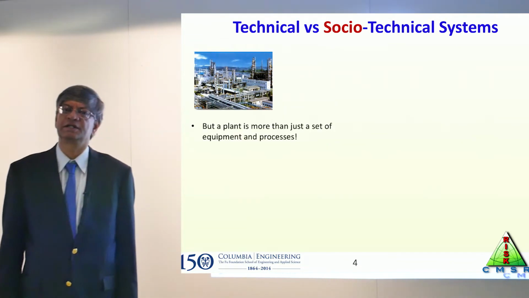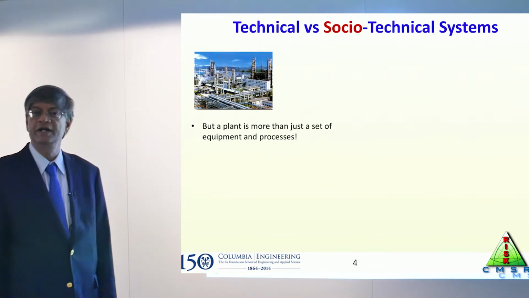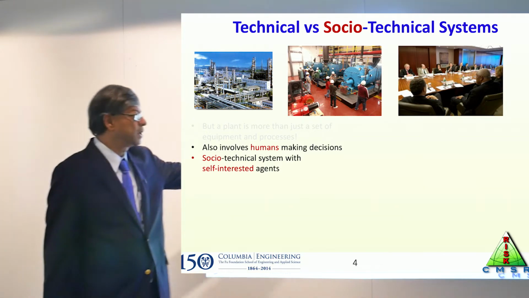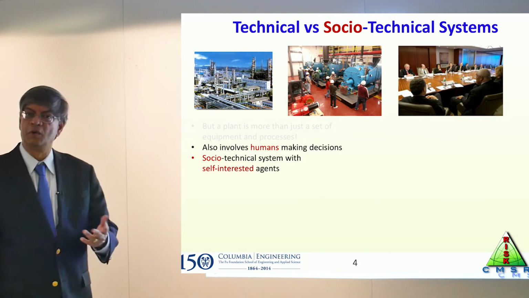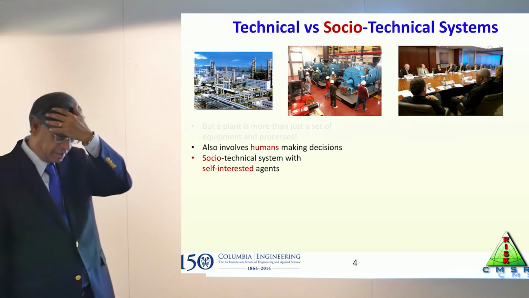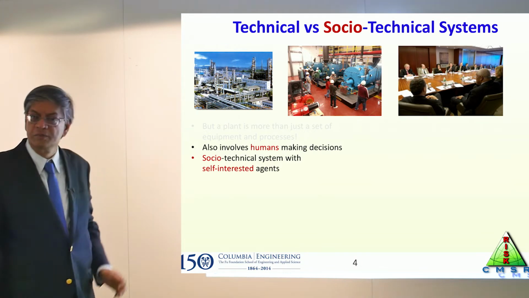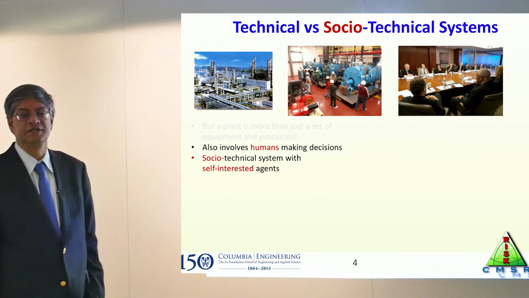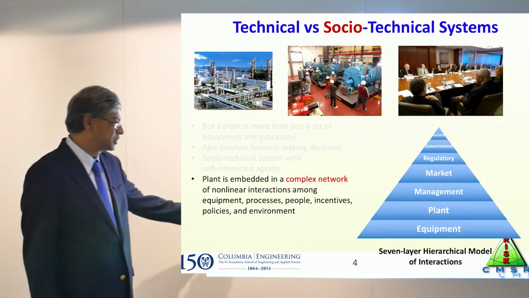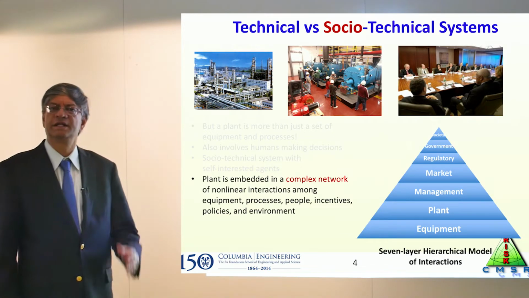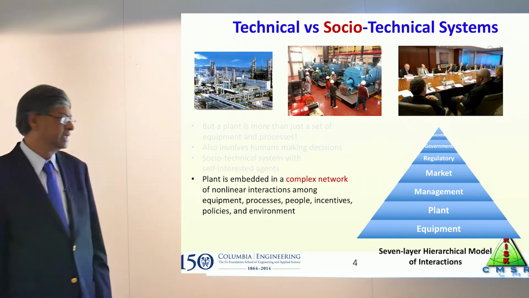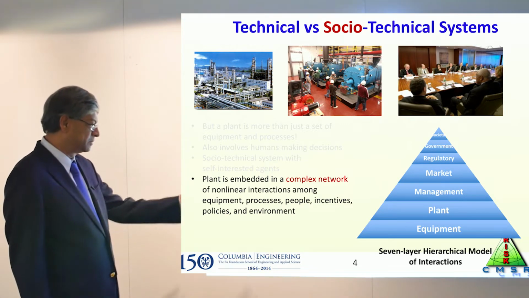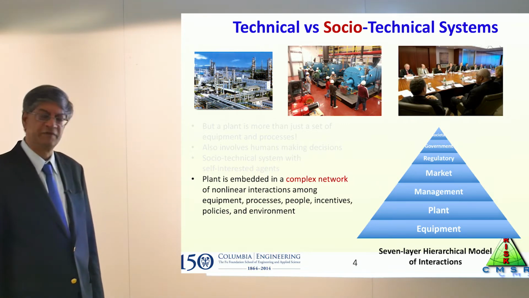But a chemical plant is much more than just a bunch of equipment and systems, because a plant contains another important ingredient, which is people, who make decisions in real time at the shop floor, as you see here, or in the boardroom in the executive suite. So the role of human beings and their decision making becomes very important in addressing process safety. And so one should really view a plant as an embedded system, a system that is embedded in this complex network of nonlinear interactions among the equipment, processes, people, incentives, policies, and environment.